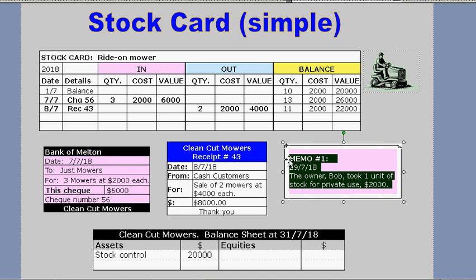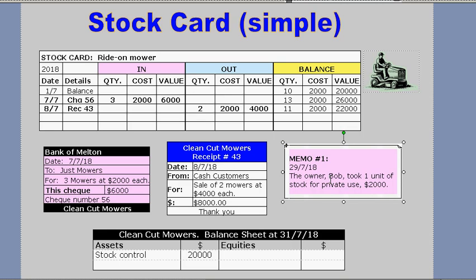This last transaction is a memo, and it says that the owner took 1 unit of stock for private use on the 29th. That's drawings, so 29, and the document here is a memo. It's drawings, so 1 goes out at $2,000, and so we're left with 10 units on hand, $2,000 per unit, and that of course equals $20,000. So at the end of this period of time, after 3 transactions, we have 10 units on hand, $2,000 each, a total of $20,000 worth of stock.